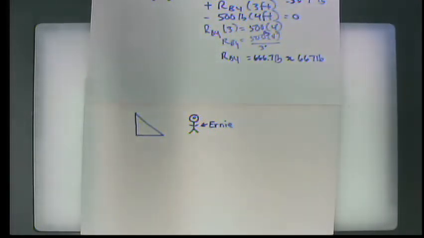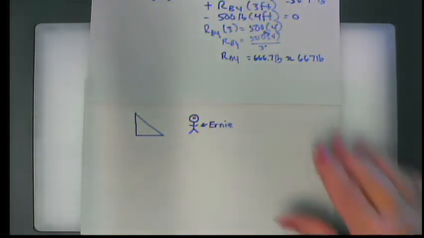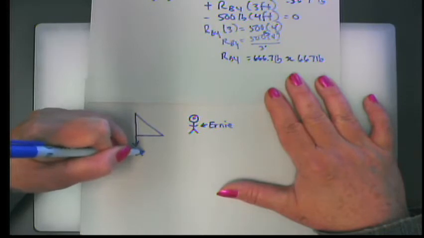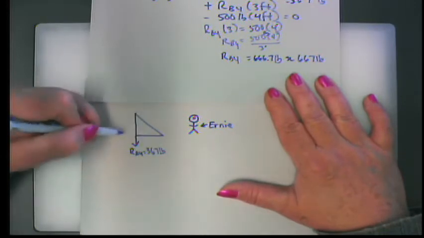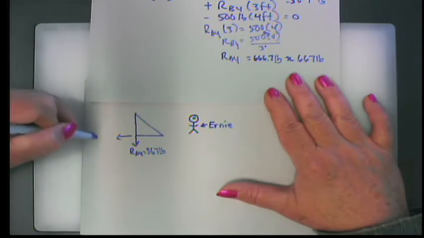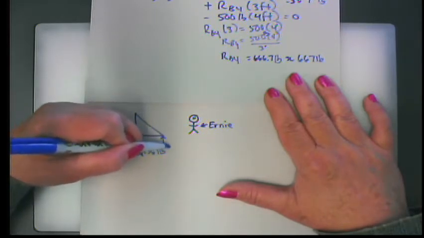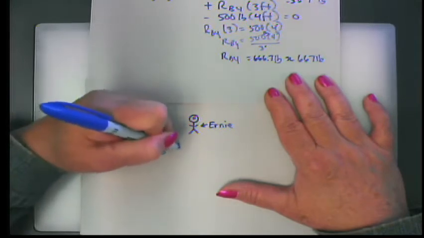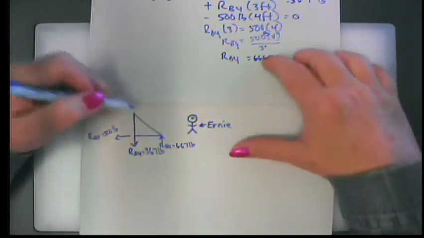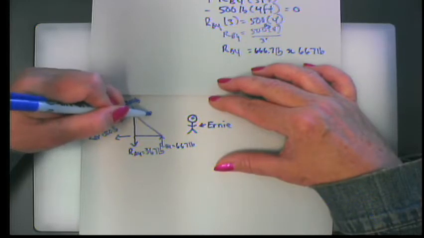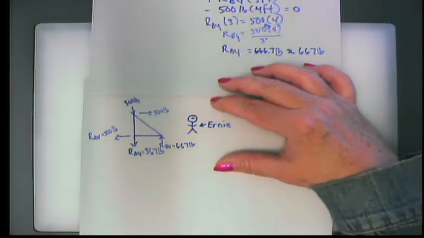So Ernie the Spokesmodel is this equivalent. We have a truss with some features, connectors, etc. Ernie just looks like this. My free body diagram just looks like this. So I have RAY equal to 367 pounds acting downward. RAX has a magnitude of 500 pounds acting to the left. RBY has a magnitude of 667 pounds acting upward. Then we have an applied load of 300 pounds acting downward, 500 pounds acting to the right.